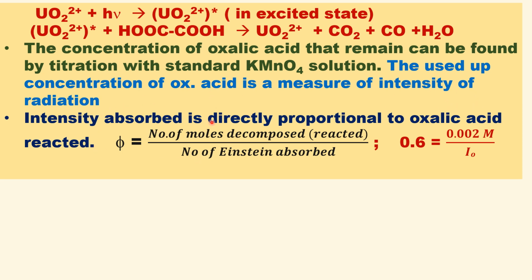So the intensity observed is directly proportional to the oxalic acid reacted. Therefore phi equals the number of moles decomposed divided by the number of Einstein absorbed. That is the quantum yield phi. For these reactions, the quantum yield is 0.6. It is already known, it must be known. That is equal to the number of moles decomposed, for example, let us say 0.0002 molar, divided by the number of Einstein absorbed, I naught. Therefore from this we can calculate the intensity of light absorbed or emitted from the source.